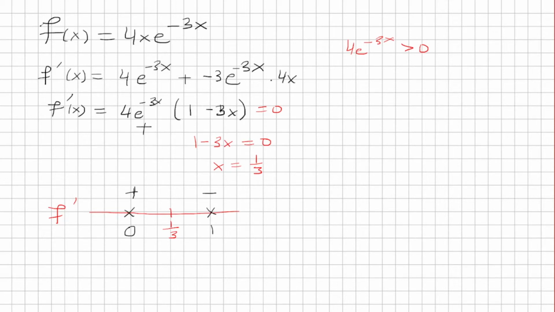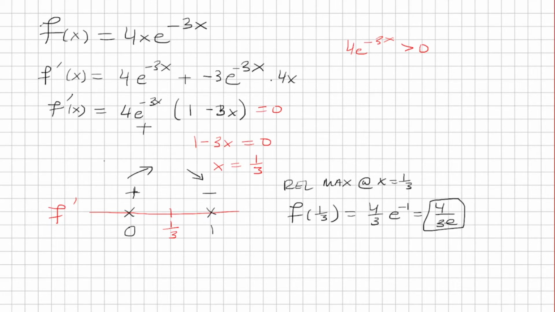So that's negative. That means when the derivative is positive, the function is increasing. The derivative is negative, the function is decreasing. So there's a relative maximum at x equals 1/3. And in order to find what that value is, you have to plug it into the original function. So we're going to do f of 1/3, which is 4/3 e to negative 1, or 4 over 3e. Now, there is no relative minimum because the function never goes from decreasing to increasing. It's only going from increasing to decreasing.